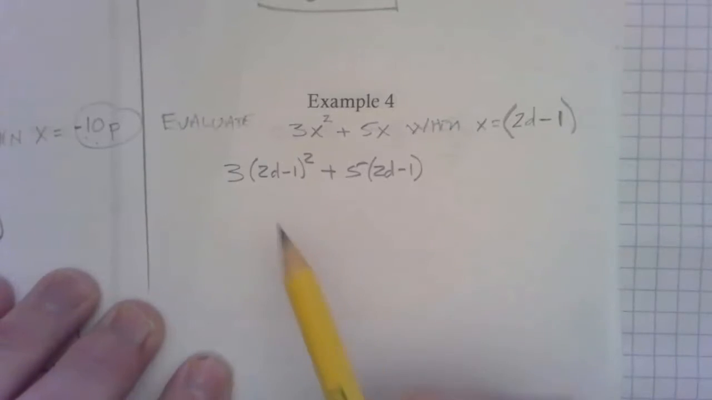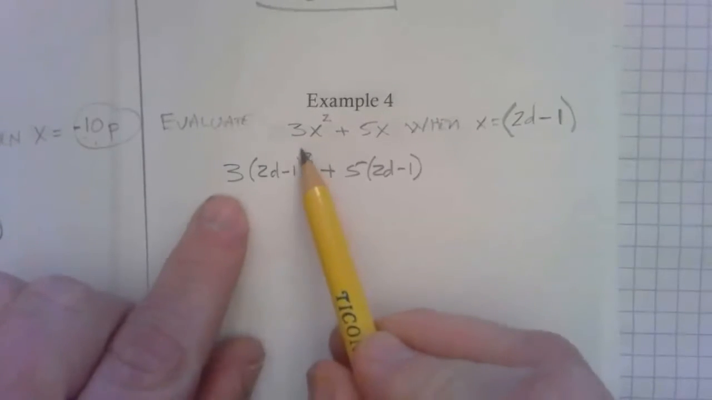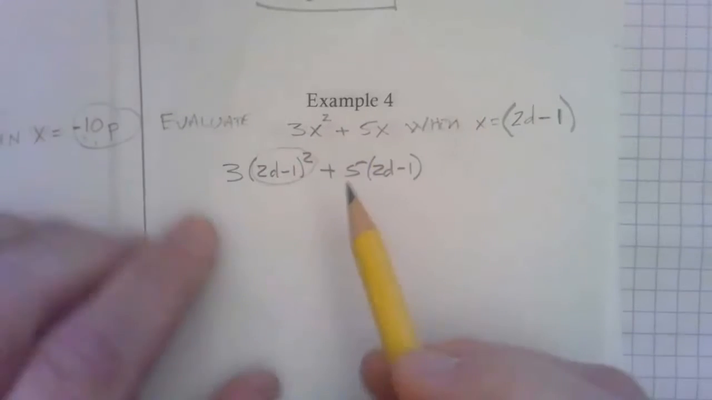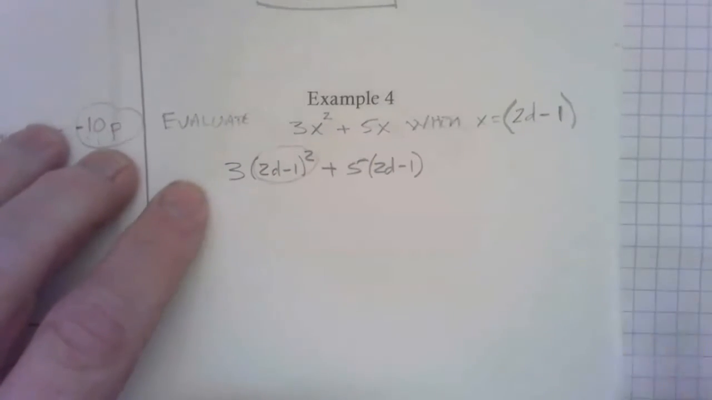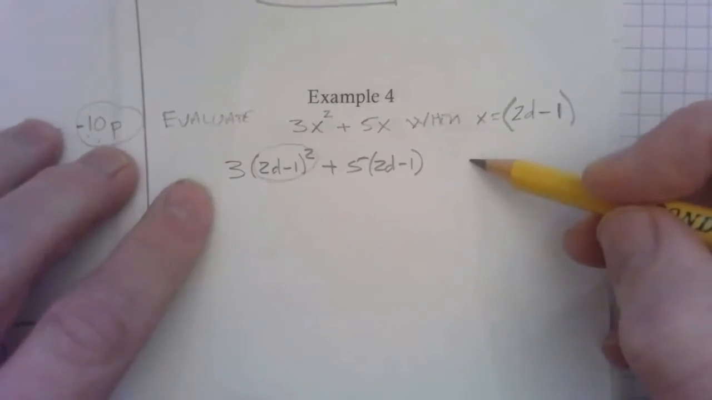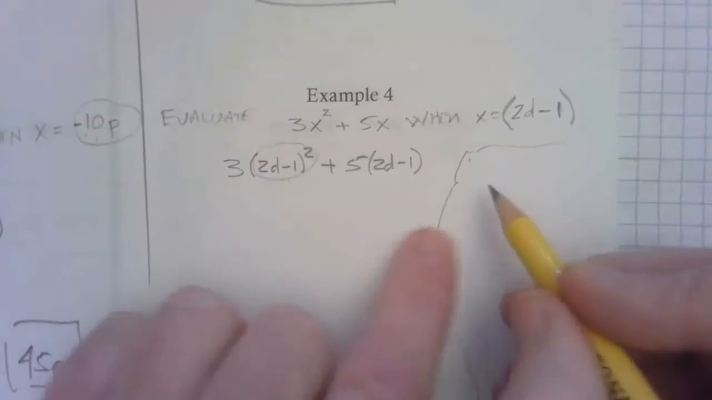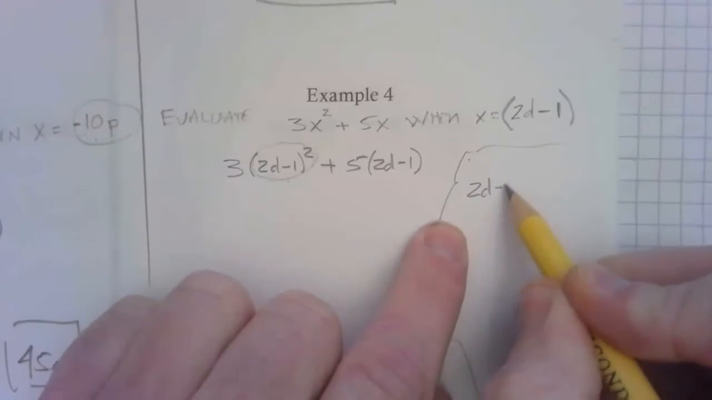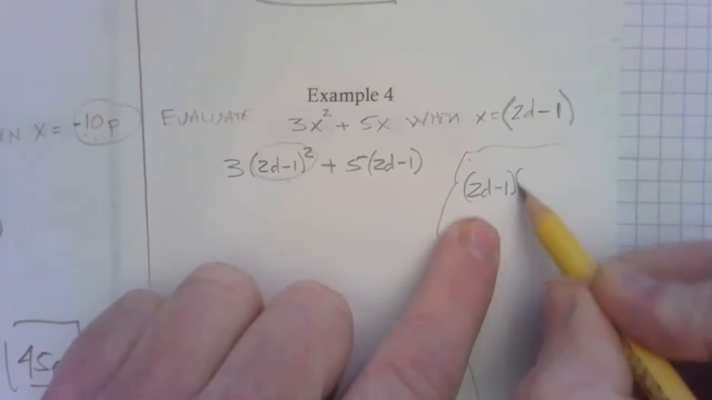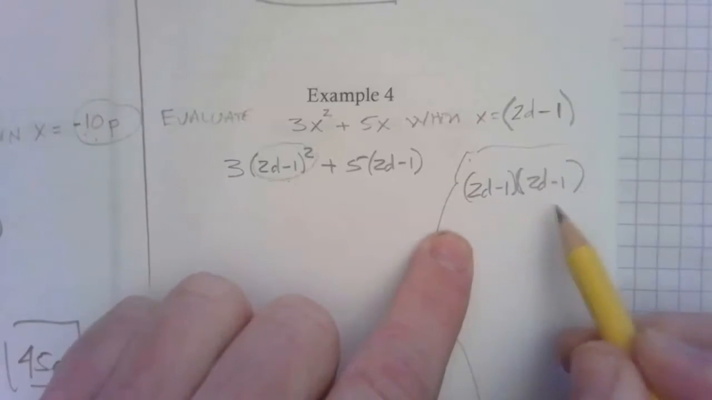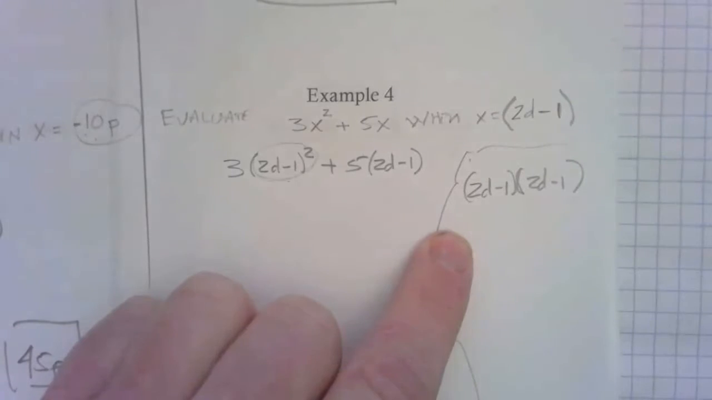Now, let's just focus on this for a second, because we were supposed to do exponents first anyway, order of operations, so kind of off to the side here. I'll make a little space over here. I'm just going to deal with what does this look like. So if I do 2d minus 1, squaring means times itself, so 2d minus 1 multiplied by itself.